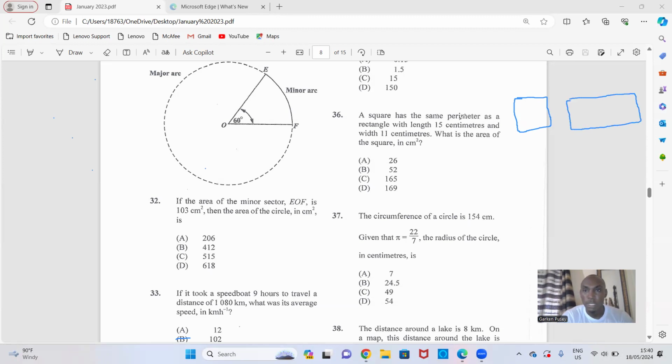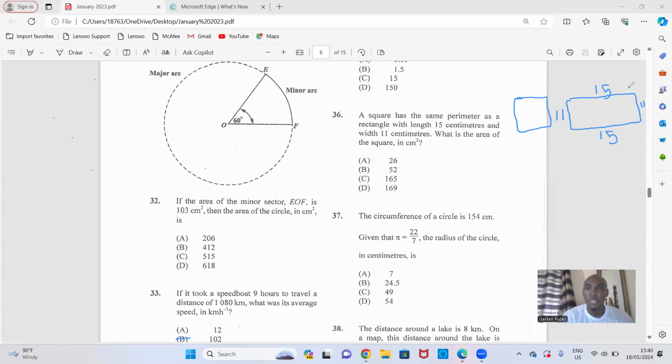So a square has the same perimeter as a rectangle with dimensions 15 and 11. Hopefully we can see that. So this is also 15 and this is 11. Because this is a rectangle, the opposite sides are equal and parallel.